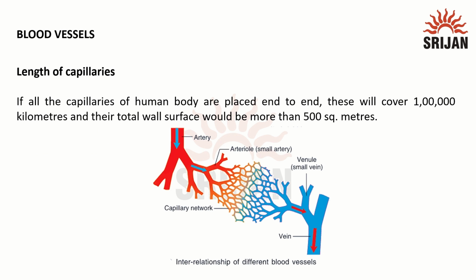Now if we see the length of the capillary, capillaries are the most widely distributed because they branch out and they are present inside tissues. So if all the capillaries of the human body are placed end to end, these will cover 100,000 kilometers and their total wall surface would be more than 500 square meters. So since the capillary wall is made up of one cell thick epithelial cell, the diffusion of materials is easier.